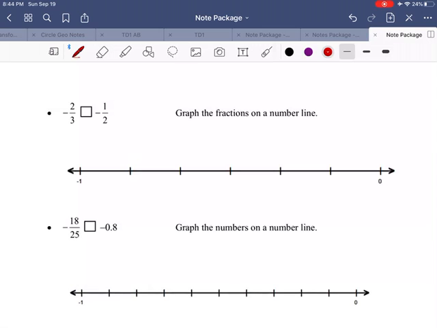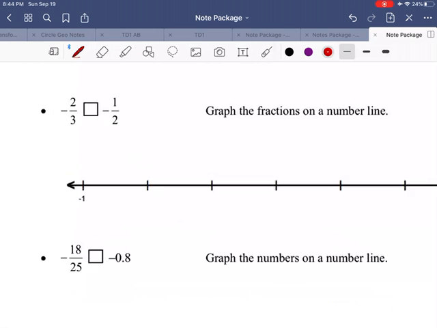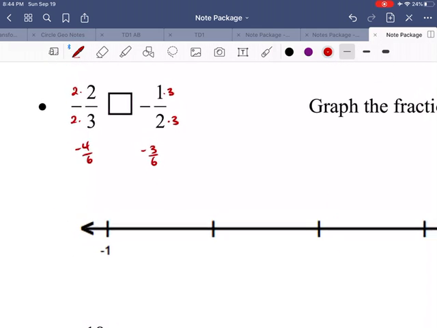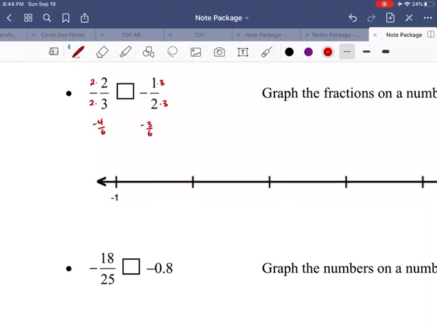Here we have not the same denominator again. So if we get a common denominator, the common denominator of these two is 6. So if we multiply this by 2 and multiply this by 3, we're going to get negative 4/6, and negative 3/6. So which one is more positive?